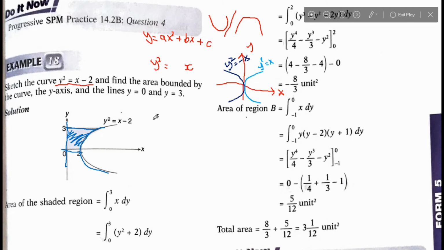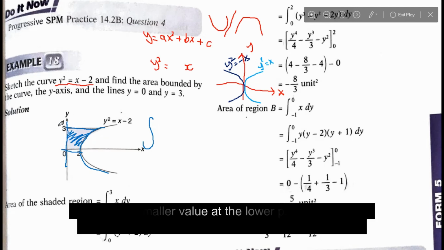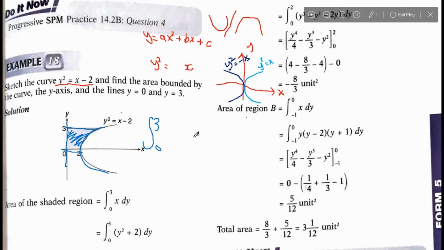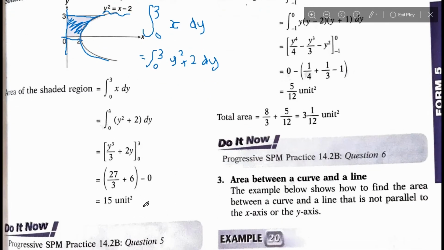To find this shaded region, we use integration. This is the y coordinate, so we integrate from 0 to 3 dy, and here we have to put x. So what is the value of x here? From this curve, y squared equals x minus 2, so x equals y squared plus 2. So this equals the integral from 0 to 3 of y squared plus 2 dy. You can do this integration by yourself, and then you will get the answer 15 unit squared.